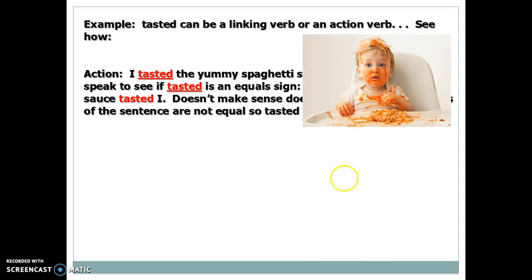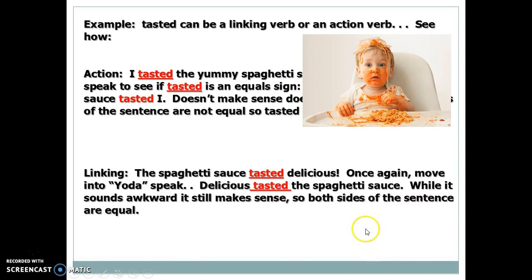As you can see, this spaghetti probably tasted her. However, if I said the spaghetti sauce tasted delicious, once again move into Yoda speak. Tasted delicious, the spaghetti sauce. Spaghetti sauce equals delicious, delicious equals spaghetti sauce. While it sounds awkward, it still makes sense. So both sides of the equation are equal, and tasted is now functioning as a linking verb.